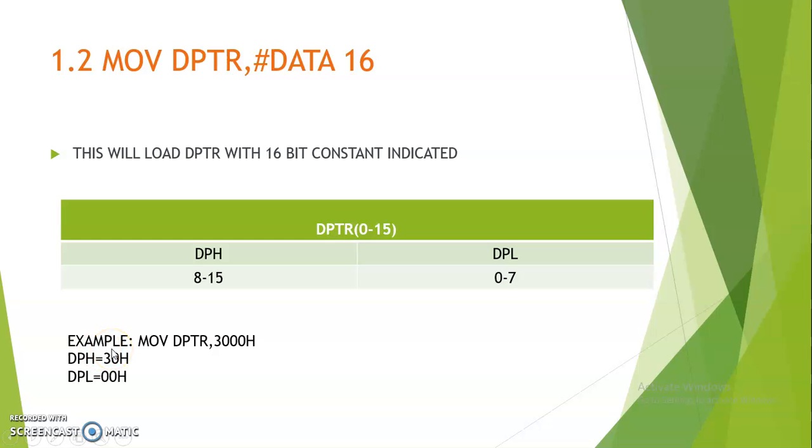We will take an example of such an instruction. The example is MOV DPTR, #3000H. In this case, the value we want to load into DPTR is 3000H. So DPH, the higher-order byte, is 30H and DPL is 00H. This instruction will load the immediate data 3000H into the data pointer. So DPH will hold 30H while DPL will hold 00H.